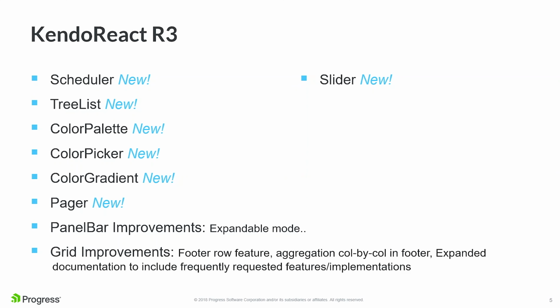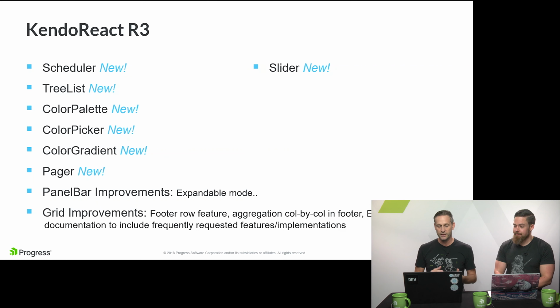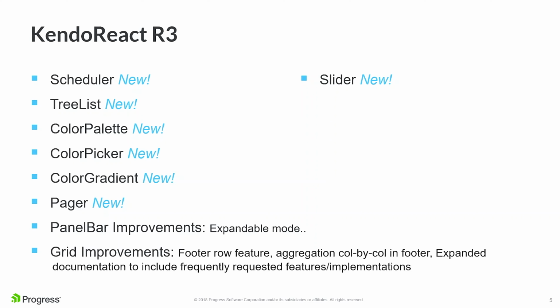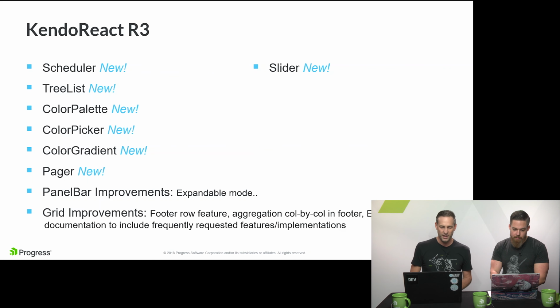So we have several new components. The scheduler, tree list, color palette, picker, and gradient, which I'm going to go over all of those and let you know what the difference is between them. The pager, and we also have some improvements with the panel bar, like an expandable mode. A couple other improvements there, and then with the grid, we have a footer row feature, which you guys already talked about a little bit, but KendoReact has the same thing. Aggregation column by column in the footer, and yeah, so just check out the documentation for that. We also have a new slider, the component that I think just hit the site in the last few days. That's the one I don't have a demo of, but I'm going to go through all the other ones for you guys.